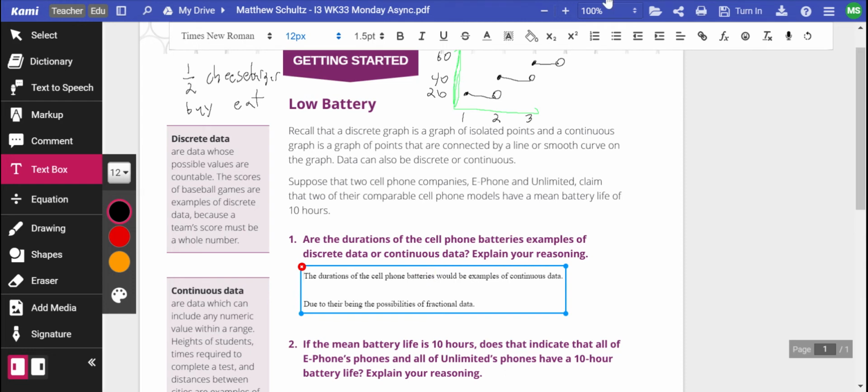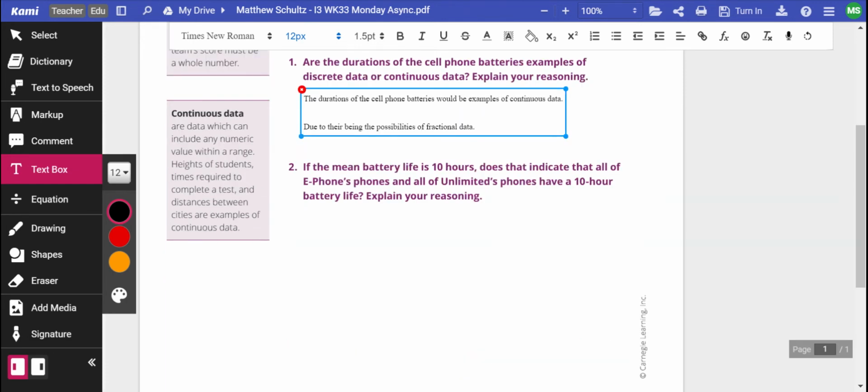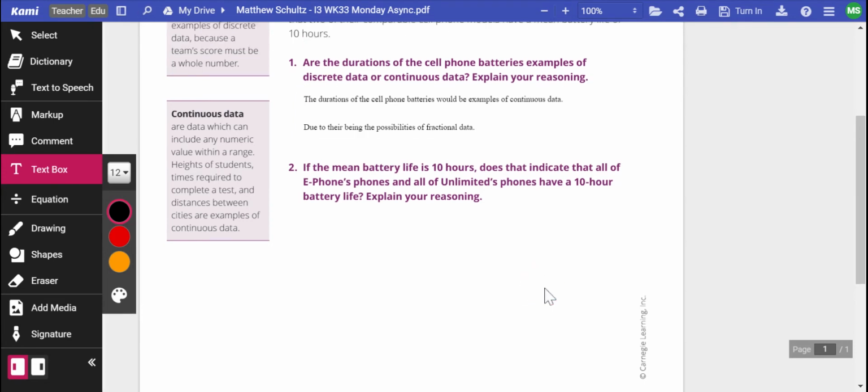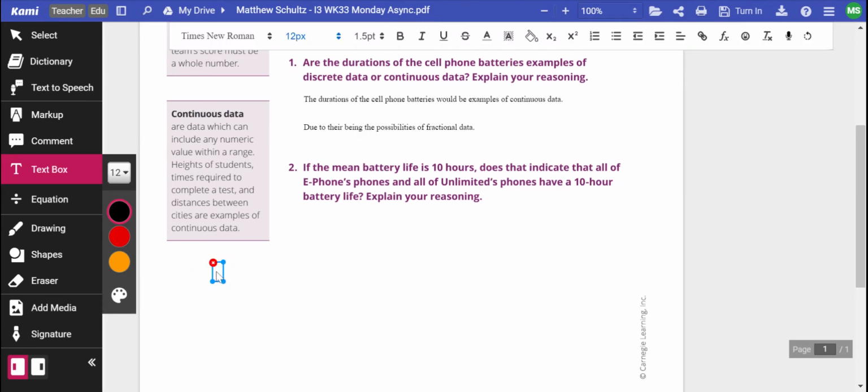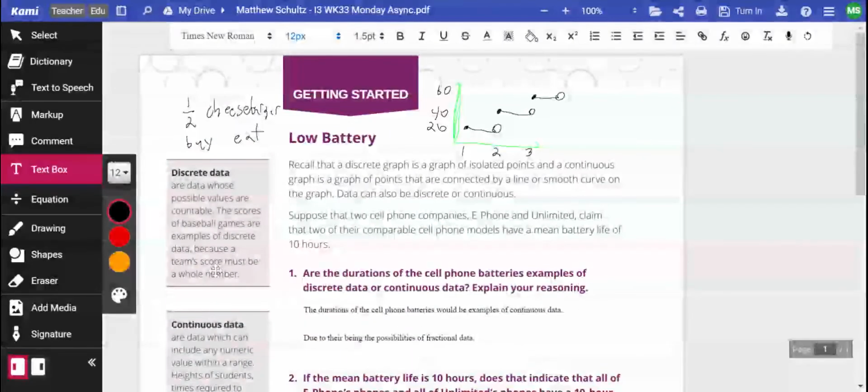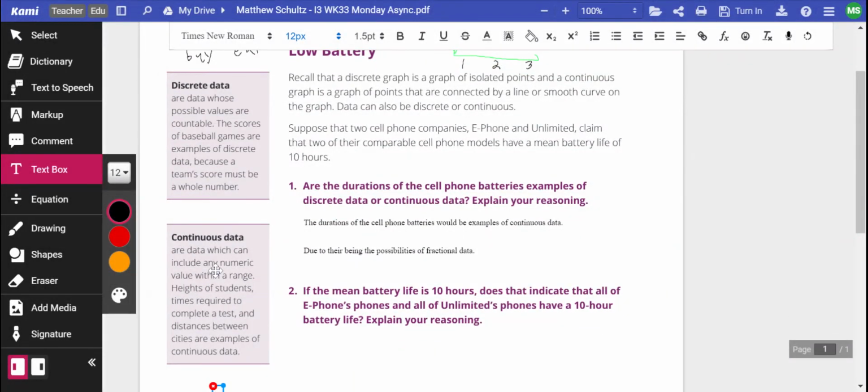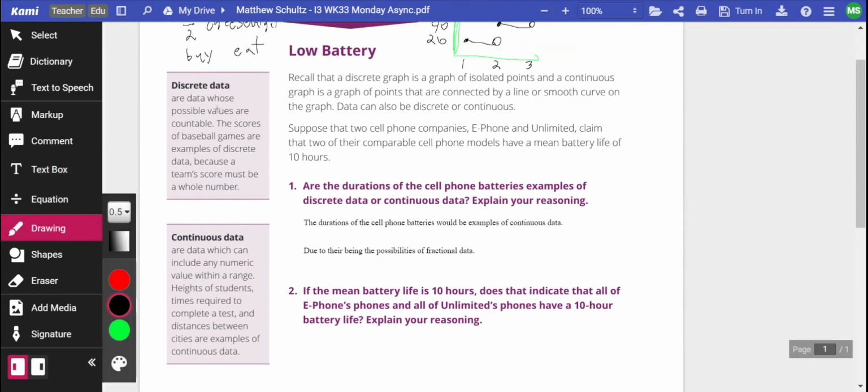Alright, let's go on to the next one in 5, 4, 3, 2. So, like we were saying right here, this is the difference between continuous and discrete data. Before we answer the last one, we underline countable. Scores of baseball are discrete data because they have to be whole numbers. So possible values, this is discrete data.